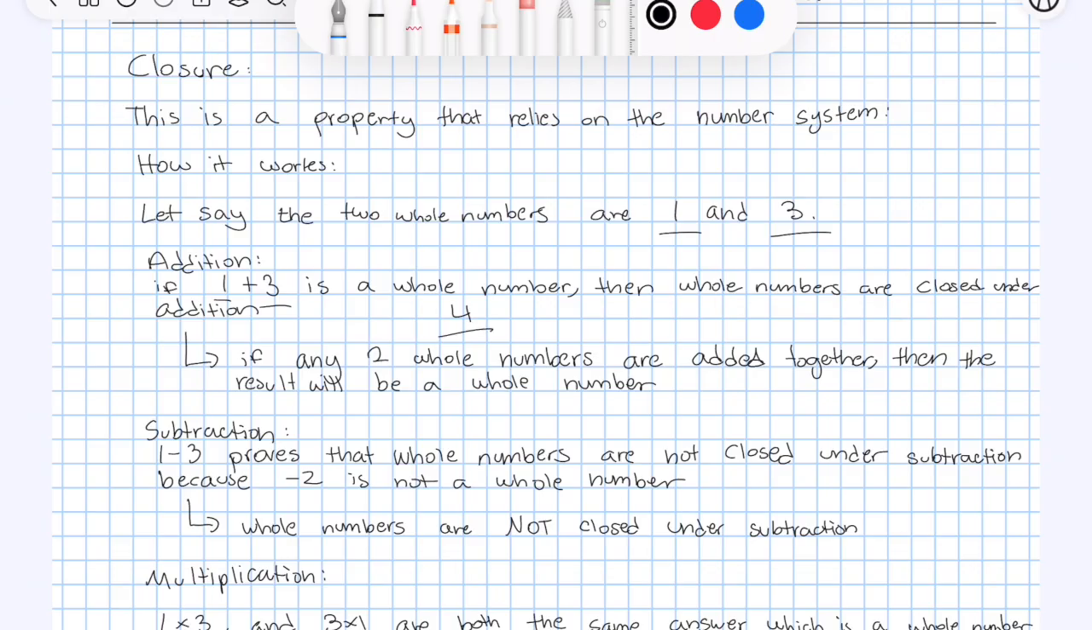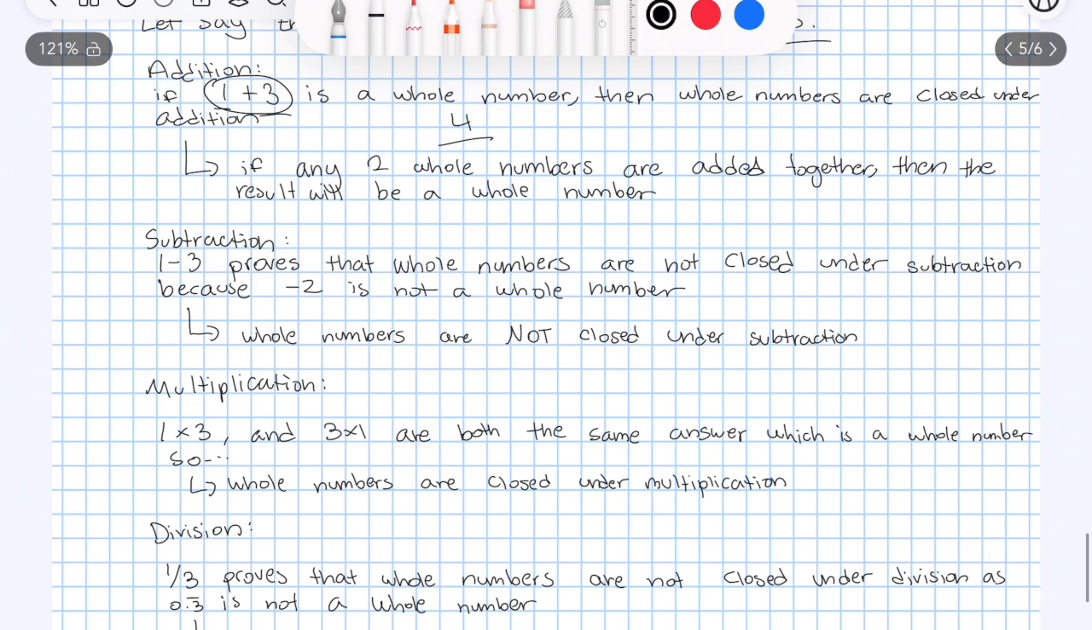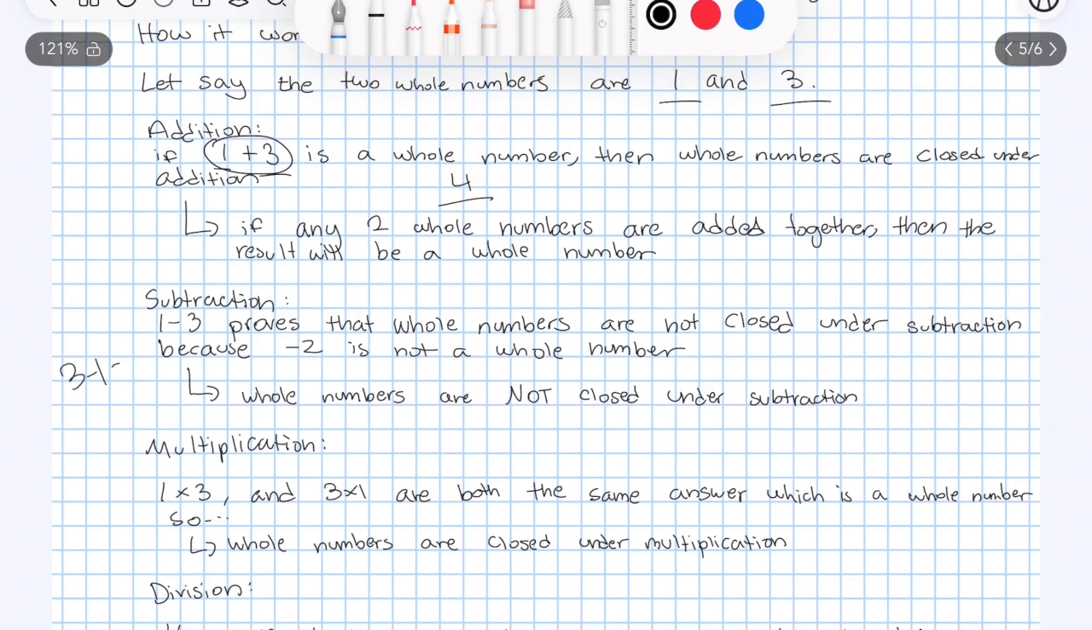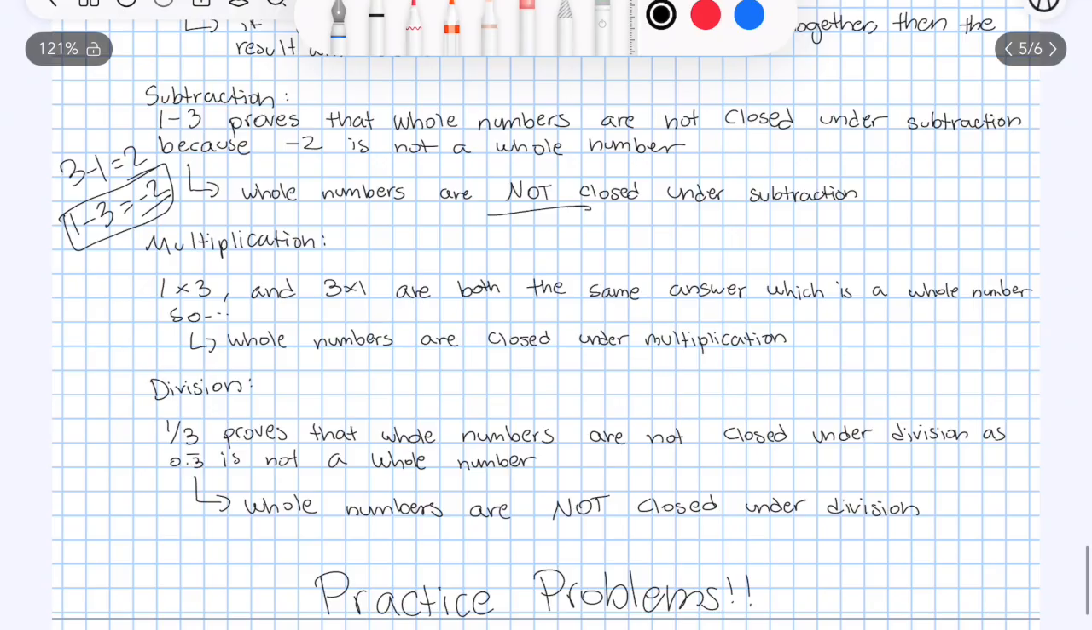So what's 1 plus 3? 4. 4 is a whole number. And so we can assume that now, because of this proof that we have here, if any two whole numbers are added together, then the result will be a whole number. For subtraction, we have 3 minus 1, which is 2, which is a whole number, but we also have 1 minus 3, which is negative 2, and that is not a whole number. So this one example proves that whole numbers are not closed under subtraction.